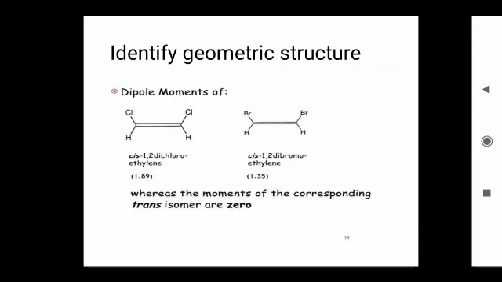Identify the geometric isomers. Dipole moment also plays an important role here. By using dipole moment, you will determine the cis and trans isomers of compounds. Example: 1,2-dichloroethylene can be available in two forms, cis form and trans form. While observing the dipole moments, the cis form has 1.89 D, whereas the dipole moment of the corresponding trans isomer is 0.